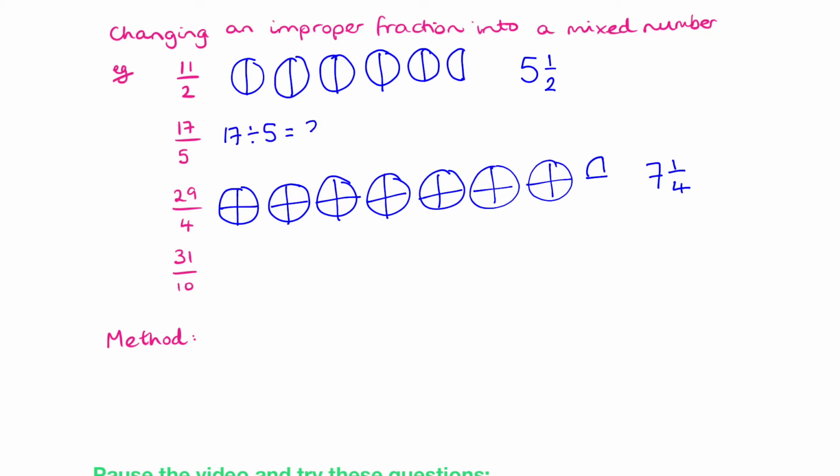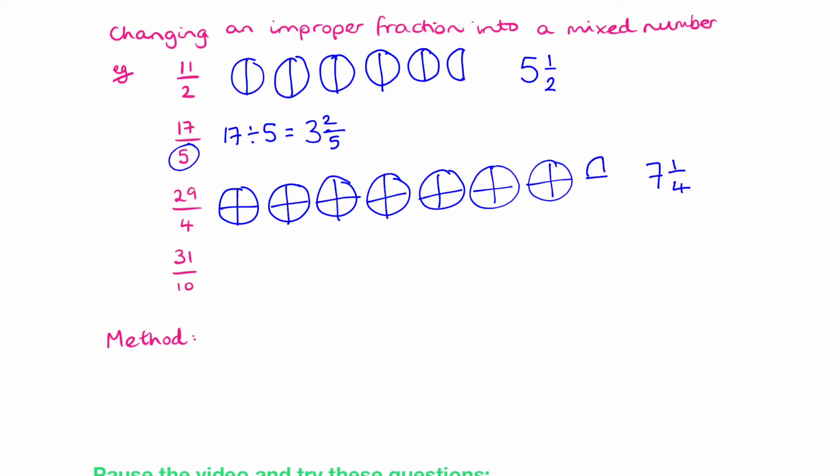So there are 3 5s in 17 and there are 2 left over. So your answer to the divide is your whole number. The remainder is the top of the fraction and the bottom of the fraction doesn't change. It stays the same as when you started.